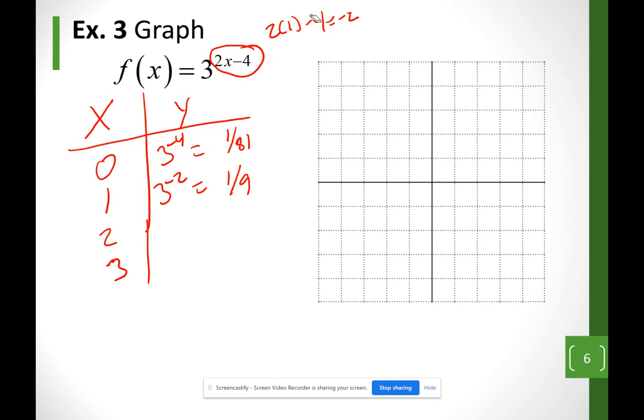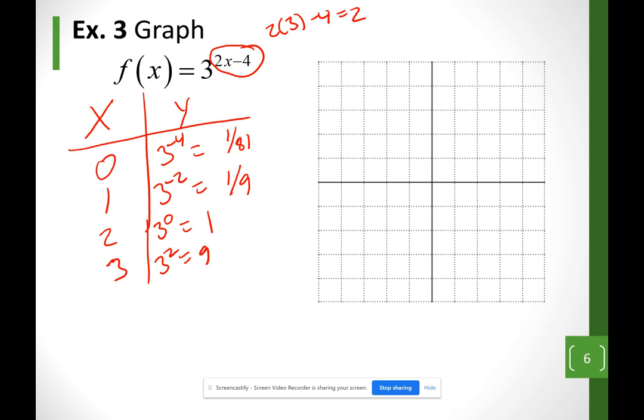Okay, what if x equals 2? I'm looking at the exponent as 2 times 2 minus 4. 2 times 2 is 4, minus 4 is 0. So I'm looking at 3 to the 0, which is just 1. Now, what if x equals 3? The exponent is 2 times 3 minus 4, which is just 2. So that's 3 to the second, which is just 9.